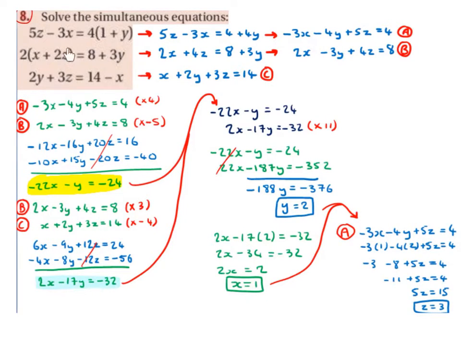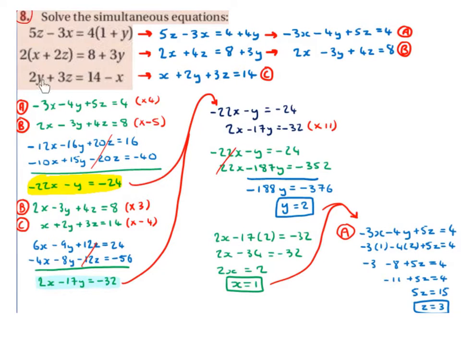Now I'm going to multiply out the brackets of my second equation. 2 by x is 2x. 2 by 2z is 4z. This is equal to 8 plus 3y. I'm going to bring the 3y over the equal sign. So I get 2x minus 3y plus 4z is equal to 8. Again, I want the x and the y and the z in order, and all of them on the left of the equal sign and the constant on the right.